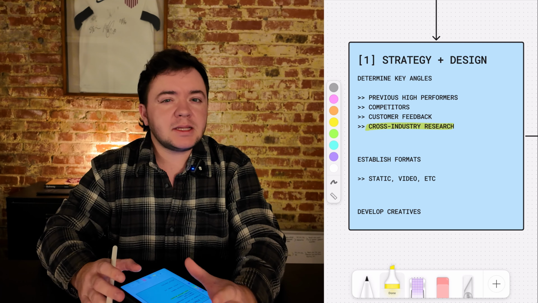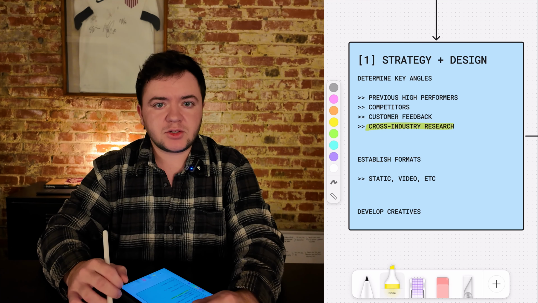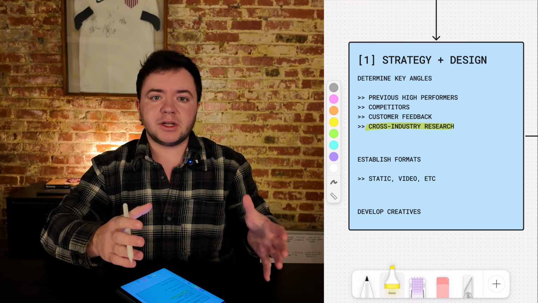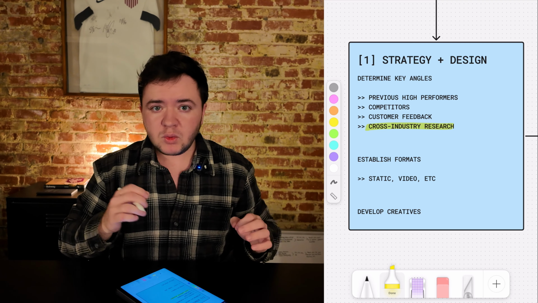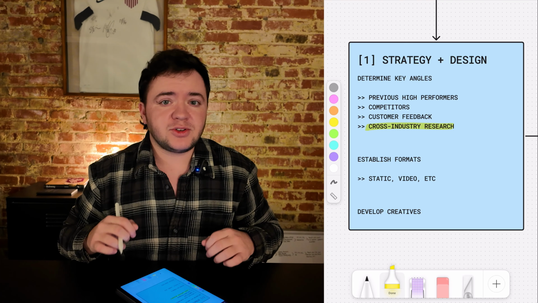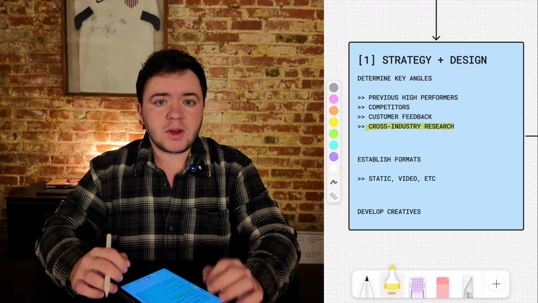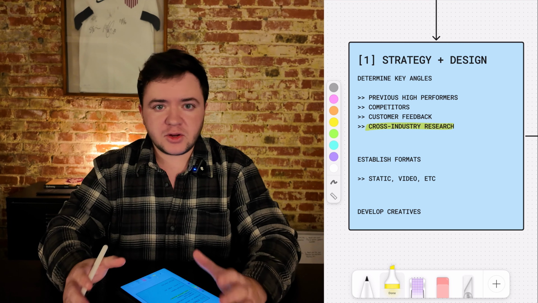Now, this next one is something that I see a lot of people skip over, and that is cross-industry research. It makes sense that your instinct is going to be focusing on your competitors in your industry. But in the digital space, you are competing against everyone else that is bidding for the user's attention. It doesn't matter what industry they're in, what they're selling, you are going up against them. So consider what creative concepts might be working in other industries.